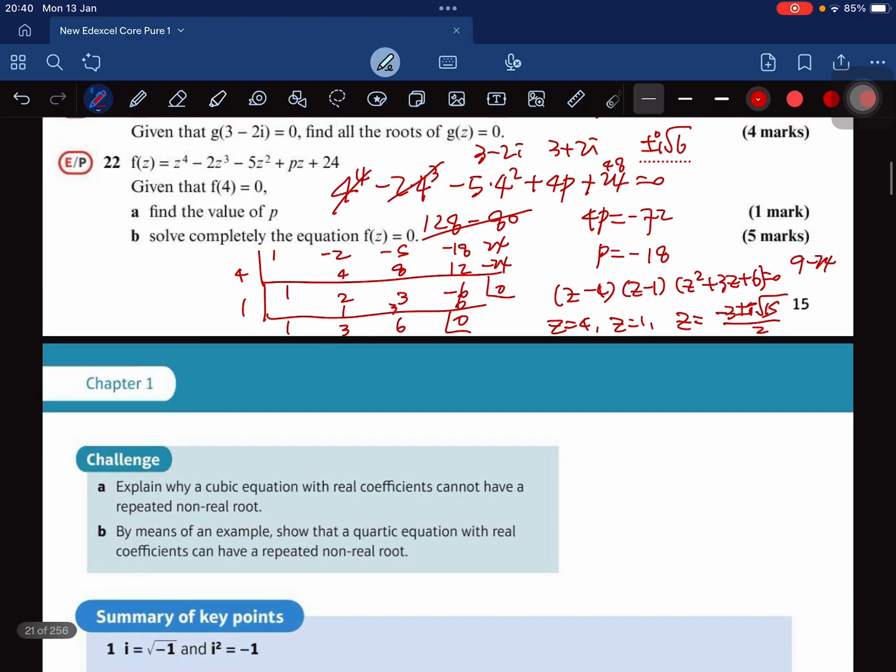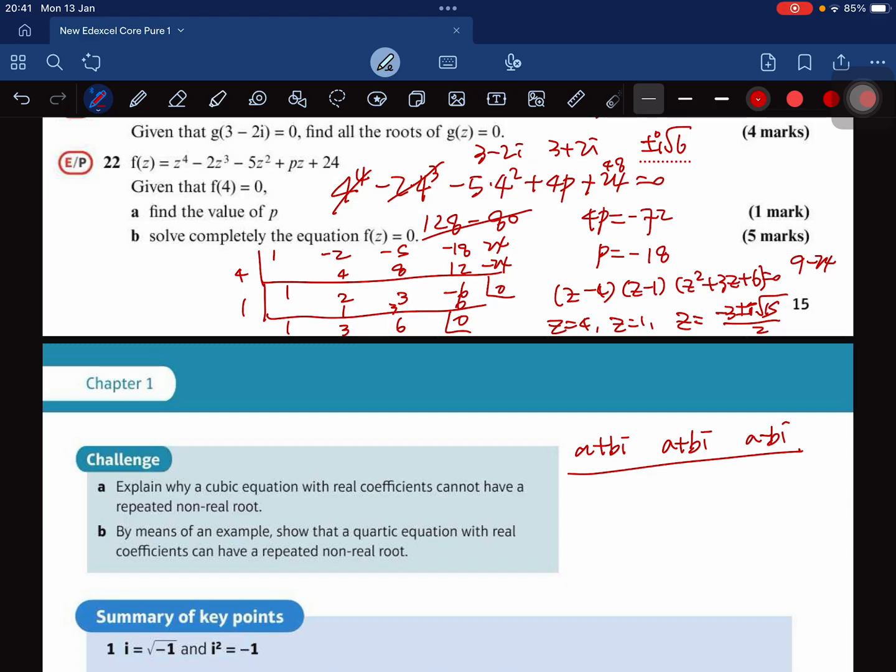Let's do the challenge. Why can a cubic equation with real coefficients not have repeated non-real roots? If it has a repeated non-real root, which is twice a plus bi, and a minus bi, we cannot make the sum a real number, because the coefficients of the polynomial represent the sum of the roots, product of roots and something like that. So we need the sum of roots to be a real number.